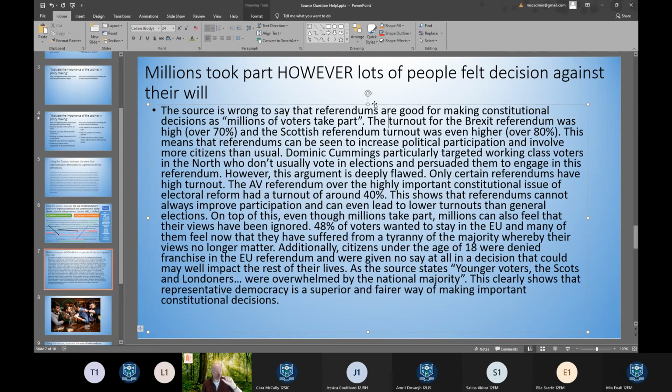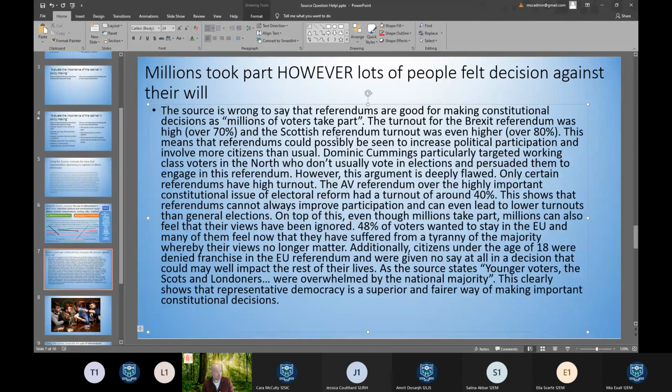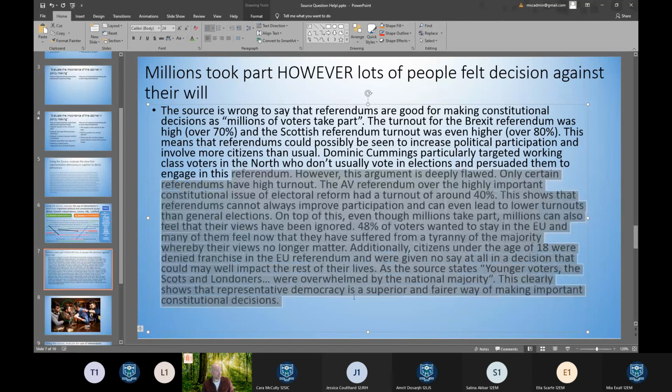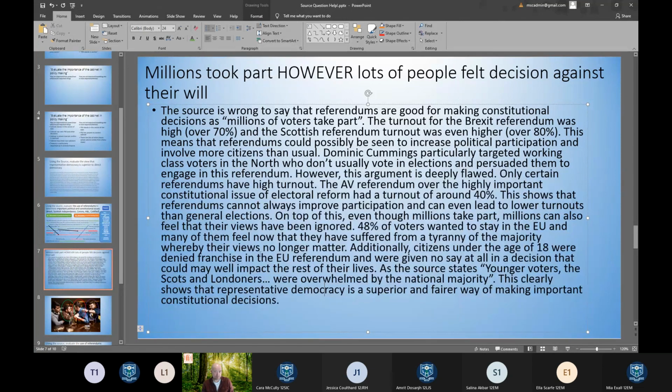If I was going to use the word whilst, which I'm a big fan of in essays, you then have to kind of criticize it straight away. So the source is wrong to say the turnout was this. This means that referendums could possibly, but I'm putting in words to make this seem weaker, could possibly be seen to increase political participation and involve more citizens than usual. Dominic Cummings particularly targeted working voters, and so, however, this argument is deeply flawed. So just those few little phrases there, again, make the wall seem a bit weaker, which then makes my demolition seem a bit stronger.